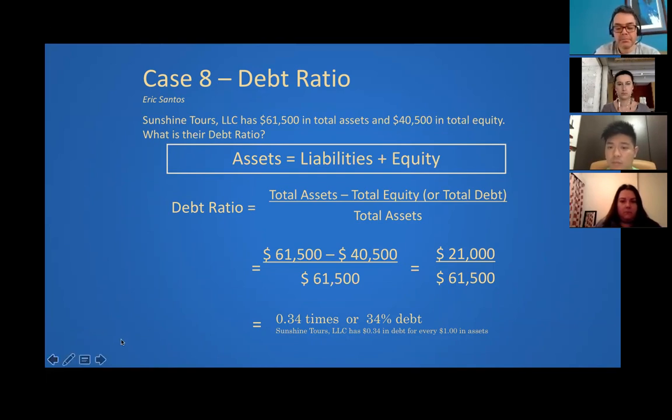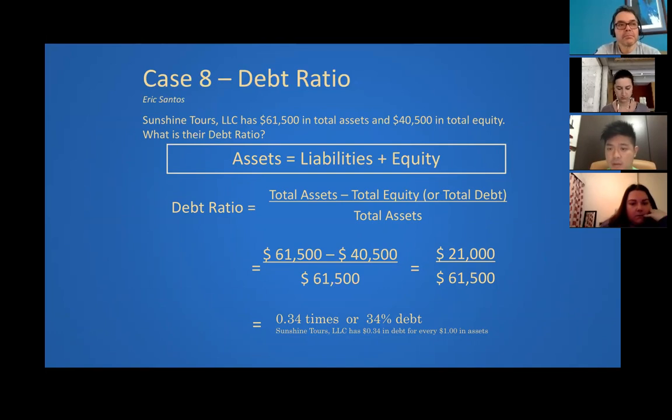So looking at this sort of scenario, debt ratio, total assets minus total equity, or total debt over total assets, you plug that in, it's actually 21,000 over 61,500. We get 0.34 times or 34% debt. Now, what that means and how we need to understand that is that Sunshine Tours has 34 cents in debt for every $1 in assets. So the lower the number, the better. The lower the percentage is better.